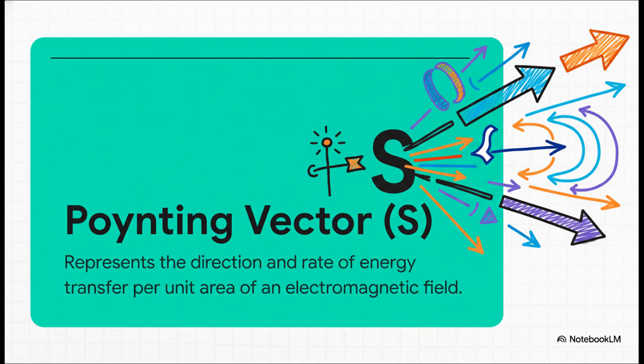This vector, which we call S, is something you calculate using the electric and magnetic fields that exist in the empty space around the wire. And what it does is it points in the exact direction that energy is flowing. It's like a tiny little weather vane, but instead of wind, it shows you the flow of energy.